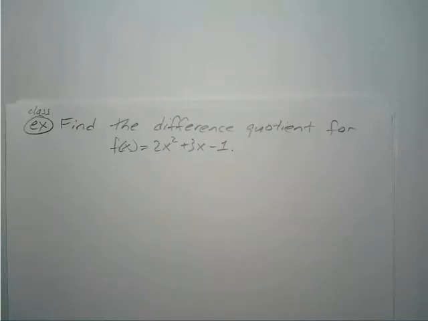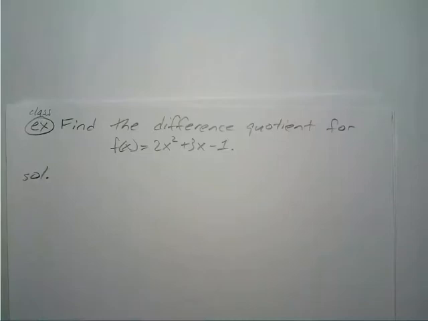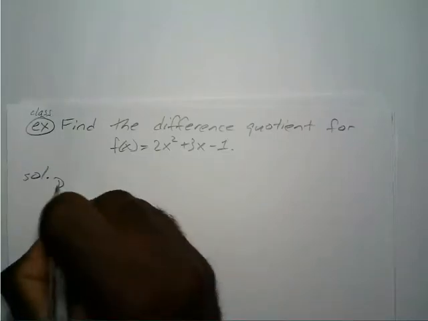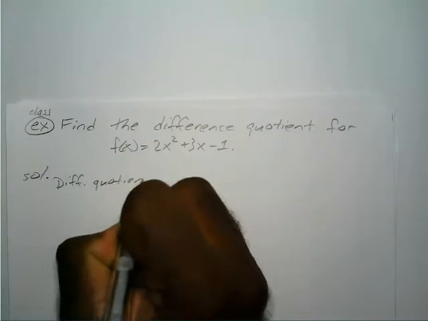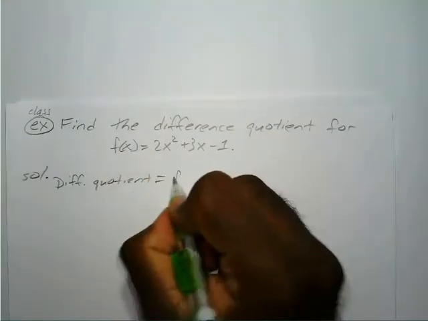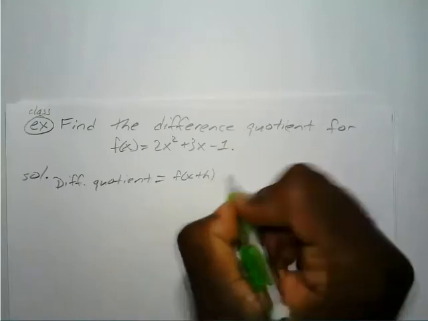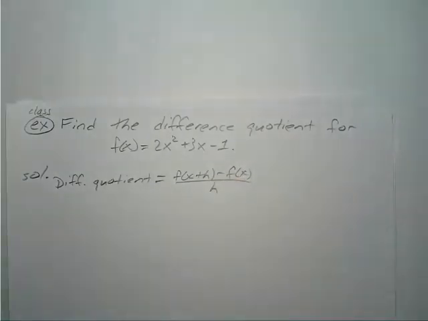Alright, so I'm assuming you've pressed pause and worked this one out on your own. So let's go ahead and verify your answer. Okay, again, the difference quotient equals f of x plus h minus f of x all over h.